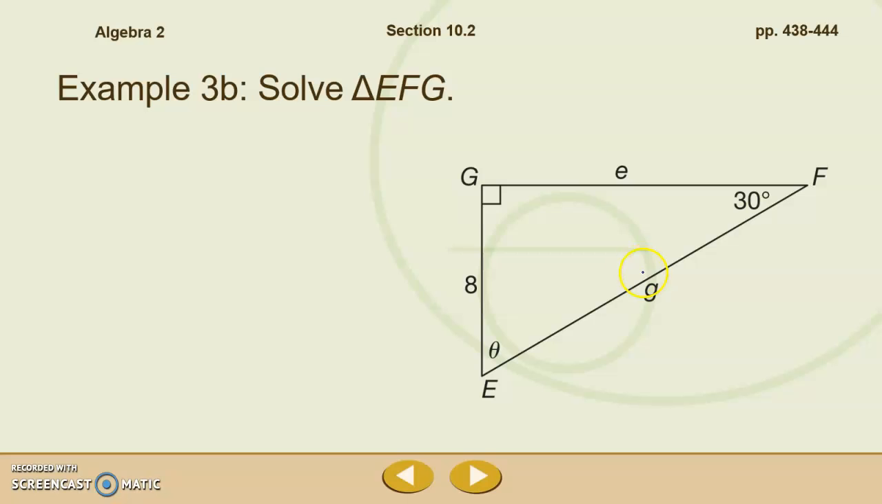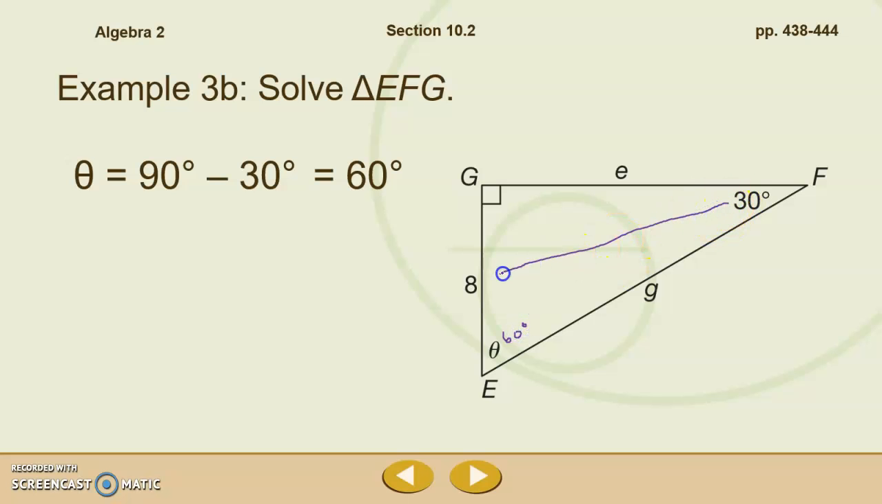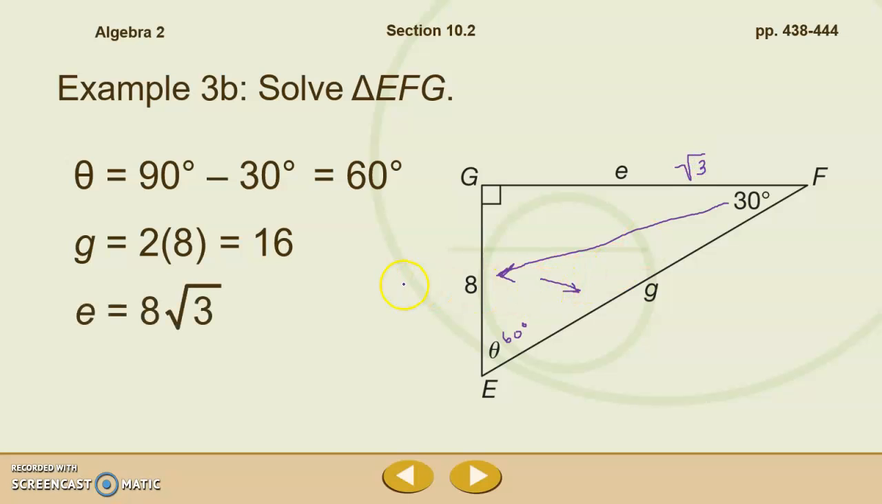All right, let's take a look at our 30, 60, 90 triangle. If this is 90 and this is 30, then I know my theta here must be 60 degrees. So we're going to start by solving that. I remember also that the side opposite my 30-degree angle is my short side. And my hypotenuse is 2 times my short side. So if my short side is 8, then my hypotenuse is 2 times that, 16. I also remember my long leg is the short side times square root of 3. In this case, my short side is 8, so my long side is 8 square root of 3.